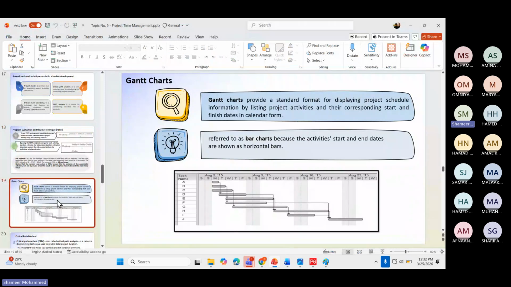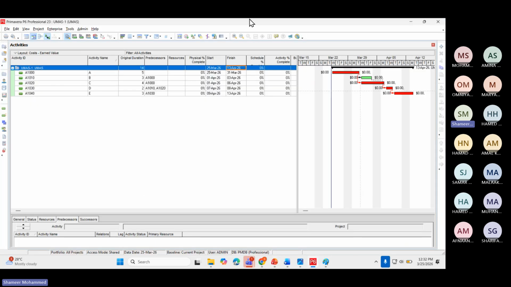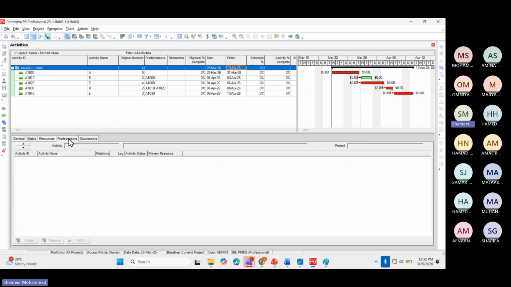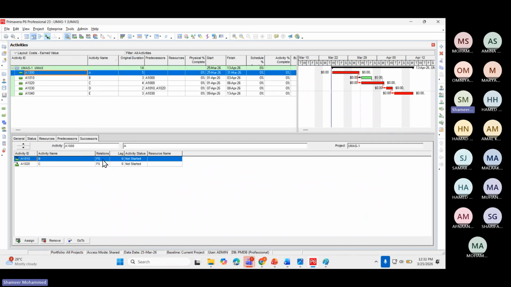So this is your Gantt chart. Gantt chart means the bar representation of your activities, which day you are starting and which day you are ending, and the dependencies. The dependencies also I showed you here last time. Now see here, predecessors, successors for A. Now you can see here, these are the successors for activity B, this type of relationship.